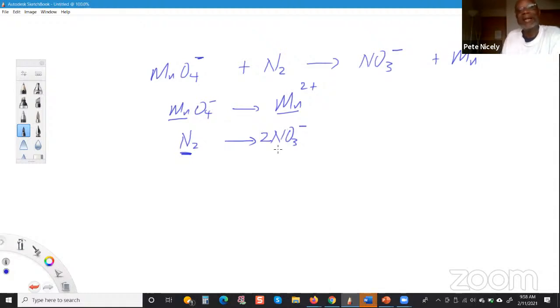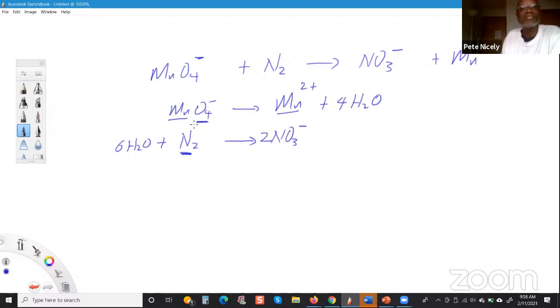The next step is we balance the oxygens by adding water to the side that is deficient in oxygen. In the first half equation, we have 4 oxygens here, but over here we have none. So we add 4 water molecules, all right? In the second half equation, we have no oxygens on the left side, but we have 6 oxygens on the right. So that means we add 6 water molecules on the left, all right? So we have balanced all the atoms. The next step is to balance the charges.